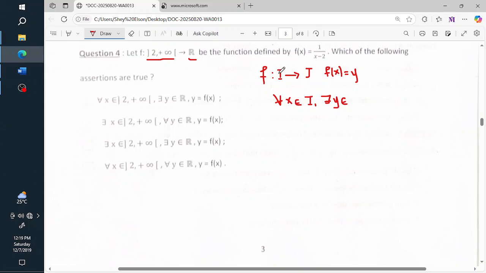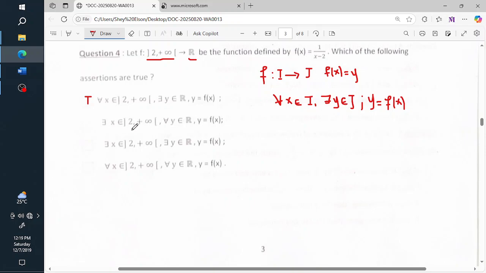So for every x that belongs to the domain, there will exist a y that belongs to our codomain, which is j, such that the y itself, which is the image, is equal to f of the point, that is f of the input, which is x. So definitely this assertion is true. All right, yes. Now the definition you are going to give, you are going to say a function is defined by, you just write this down.